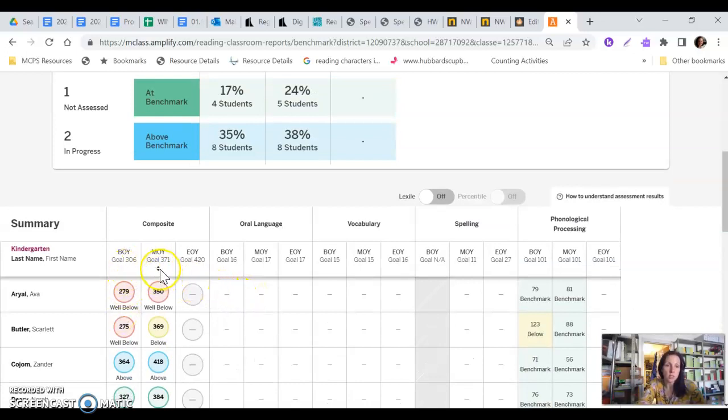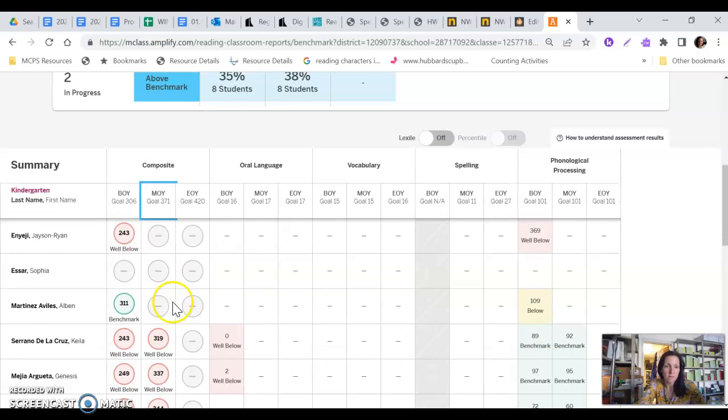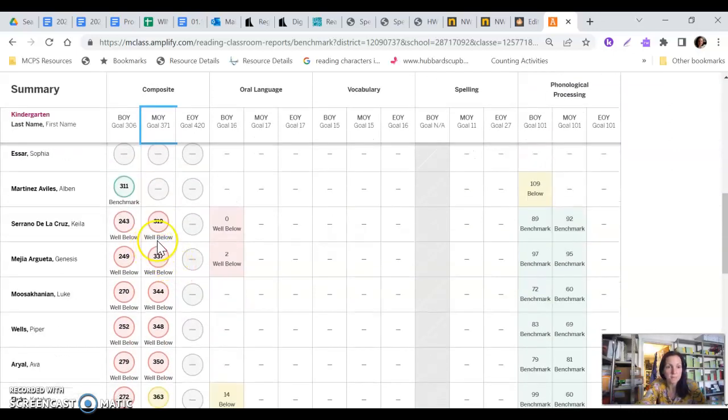So I'm going to sort by middle of year so we can see some students. And although we still have students that are showing up well below, we have to consider the fact that the target always changes and the goal is always going to increase. It's not like M-Class used to be, right? Where we just needed them to reach a level 6 and it was going to be a level 6 and it wasn't going to change. This target constantly changes, right?